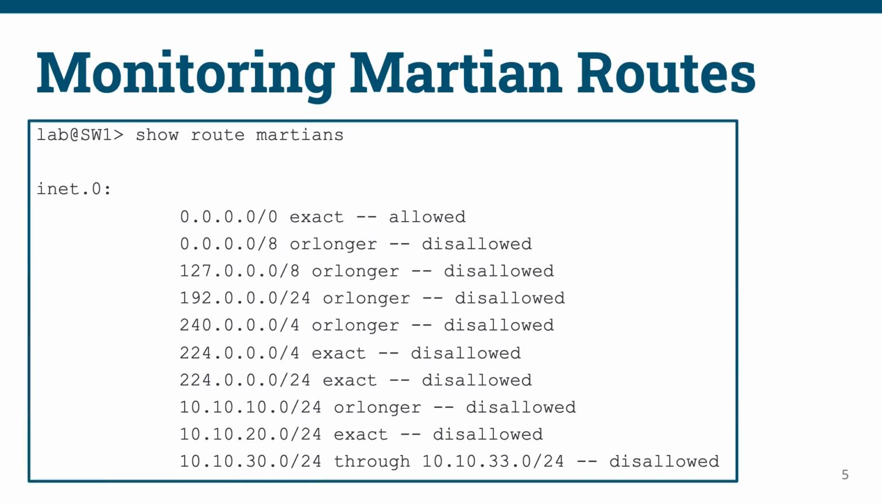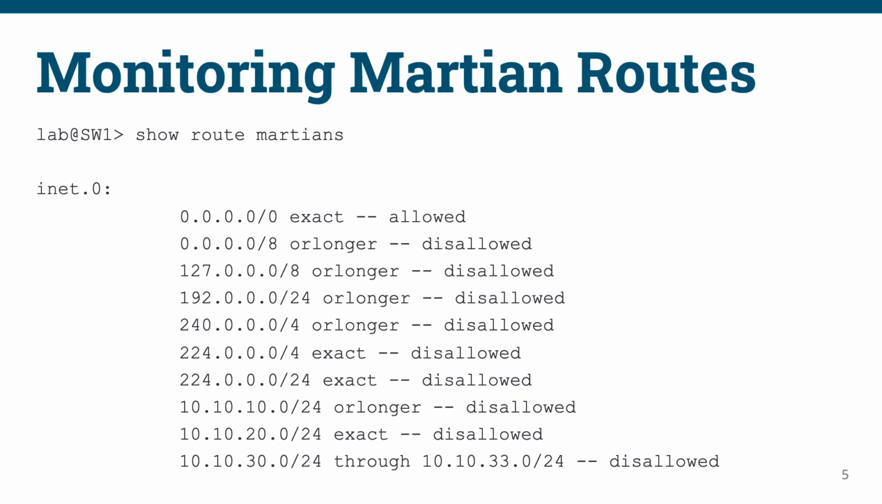Here, we see the familiar default Martian routes, and even the default route. The default route is a Martian route, though is explicitly allowed. Additionally, we see at the bottom the routes which were configured in the previous slide, each showing to be disallowed and therefore will be ignored by the routing information base and never appear in the routing table or be advertised to any neighboring routers.